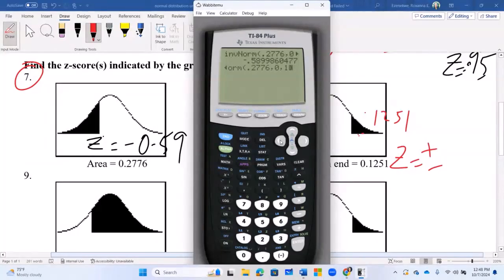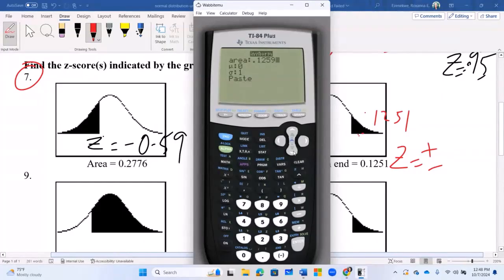And then I'll arrow inside, and put in the area given to me. And then the area given to me is 0.1251. So I have 0.1251. And then, all right, that is not looking good. So second distribution, inverse norm, 0.1251. Okay, and I type the area to the left. And the area to the left we said is called cumulative area.